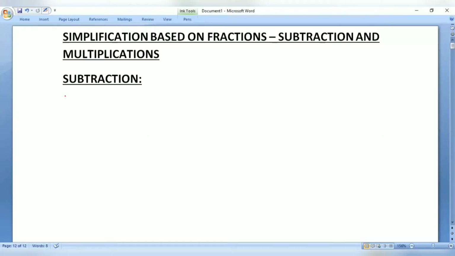Hello friends. So today we are going to see the last set of simplification, which is based on fractions. Again in this fractions today we are going to see how do we solve the questions of simplification based on fractions, both subtraction and multiplication models we will see. To explain the subtraction, we have basically two cases. In the first case, the numerator is less than the denominator; in the second case, the numerator is greater than the denominator.